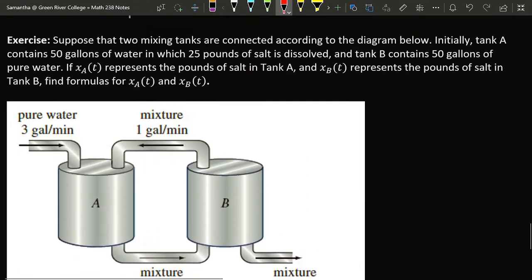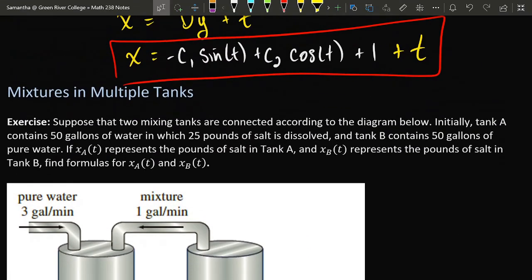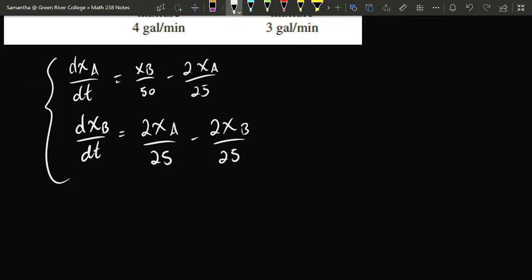Let's apply it to the system that we obtained at the end of yesterday's video, which was for mixtures in multiple tanks. Now, we already set up the differential equation which represents this system, so let me go ahead and copy paste it. So now let's go ahead and solve this system of equations.